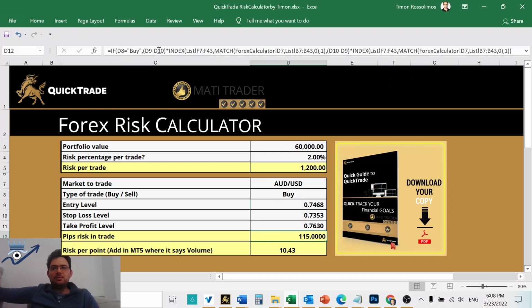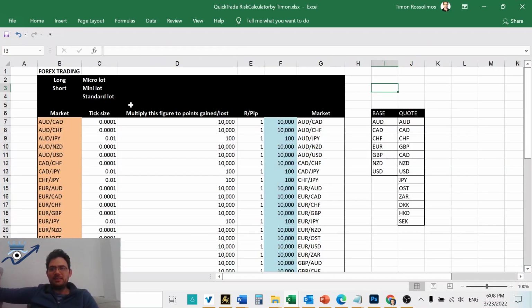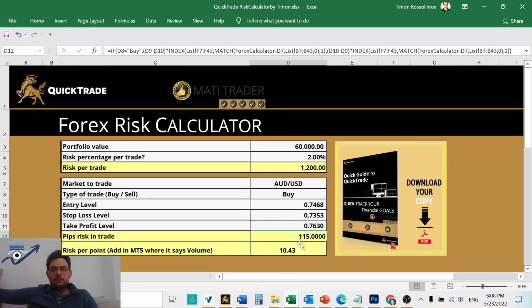Following all these calculations, basically what it's doing is it's going to this list and matching between the currencies and the pips that are multiplied in order to gain what pips are about to get lost if it hits your stop loss. So you don't have to worry about that. It's going to be hidden. But the Forex calculator, pips risk in trade, is going to now tell you, all right, out of all of that, I'm going to risk 115 pips if my trade hits my stop loss.